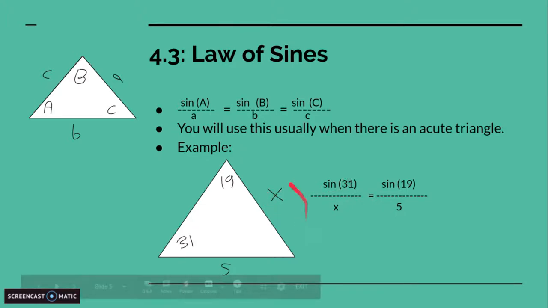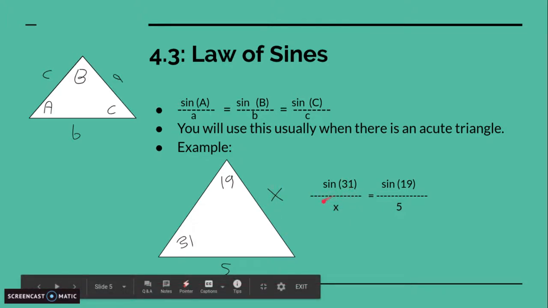You might have to solve for an angle, but in this case, you have to solve for a side. On the bottom, you put the side lengths that are opposite to it. So opposite to this 31 is the x, opposite to this 19 is 5. And then you cross multiply, as you can see. And then when you want to get x by itself, you try to get rid of everything else. So what we do is we divide by the sine of 19, and you find out that that's approximately 7.9.